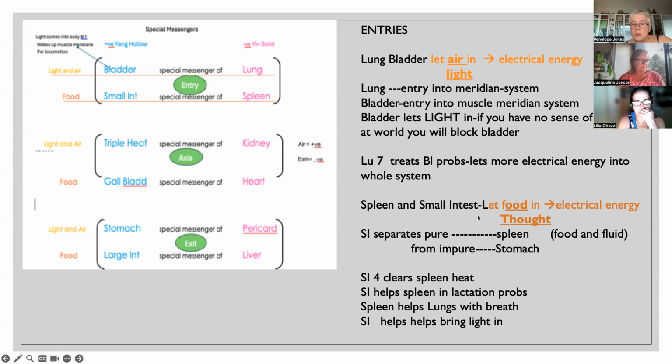Now, the spleen and the small intestine, they let in the electrical energy from food and for thought as well. When the food comes in, goes through the stomach and to the small intestine, it separates the pure from the impure. And the pure goes to the spleen, both food and fluid, and the impure goes to the stomach to be got rid of.